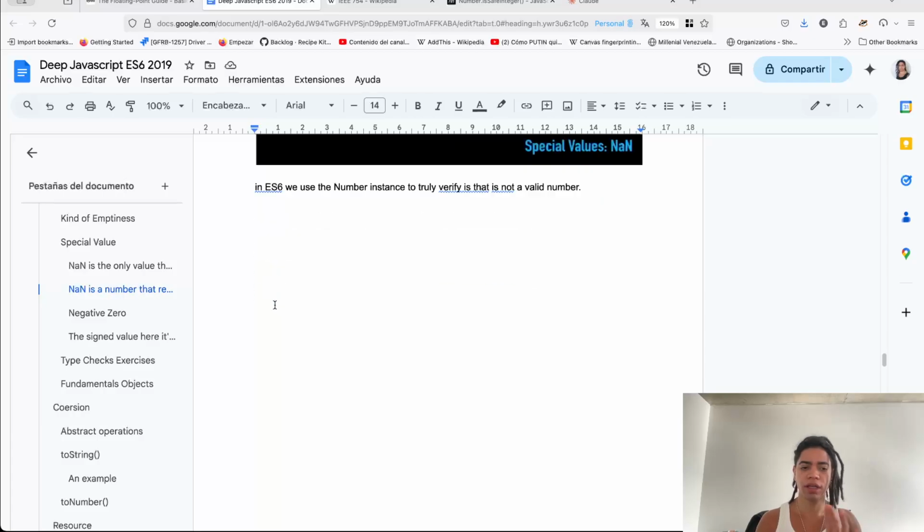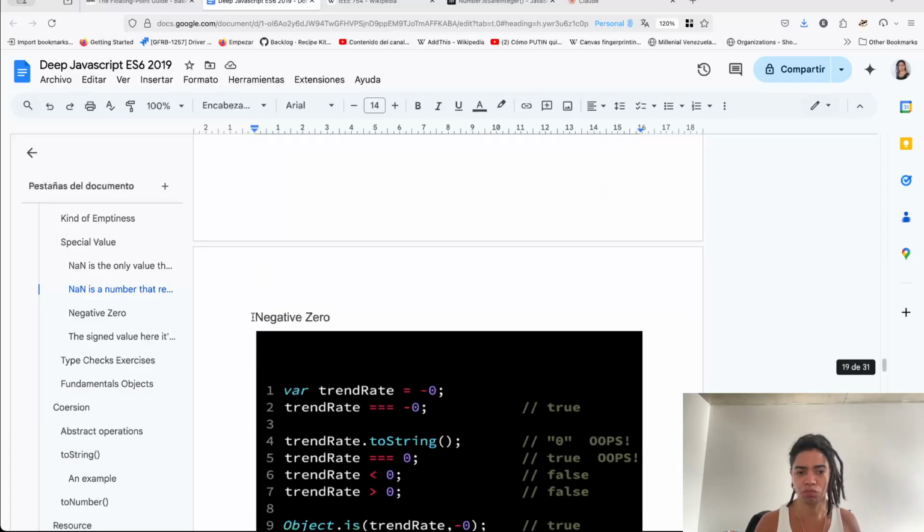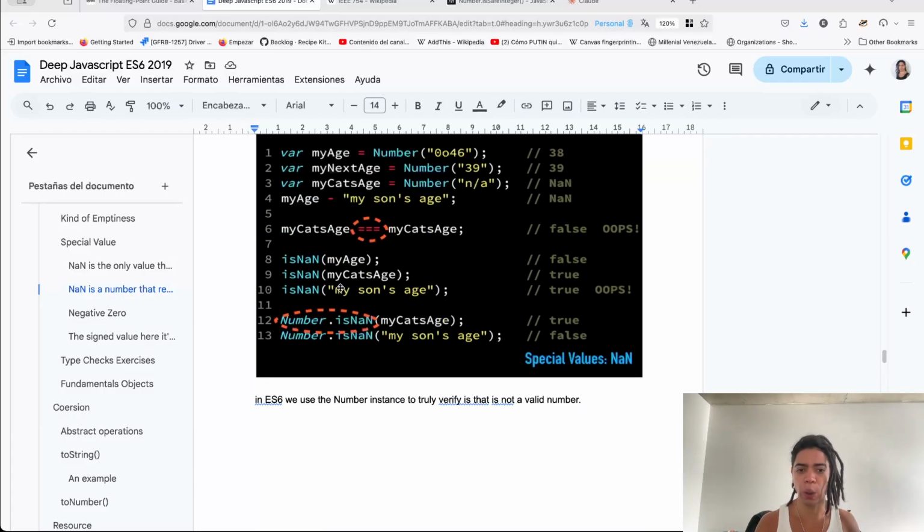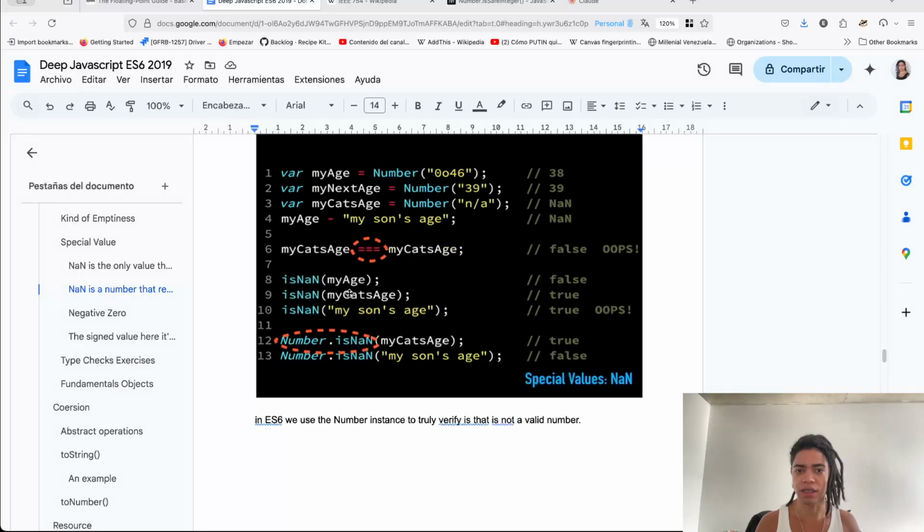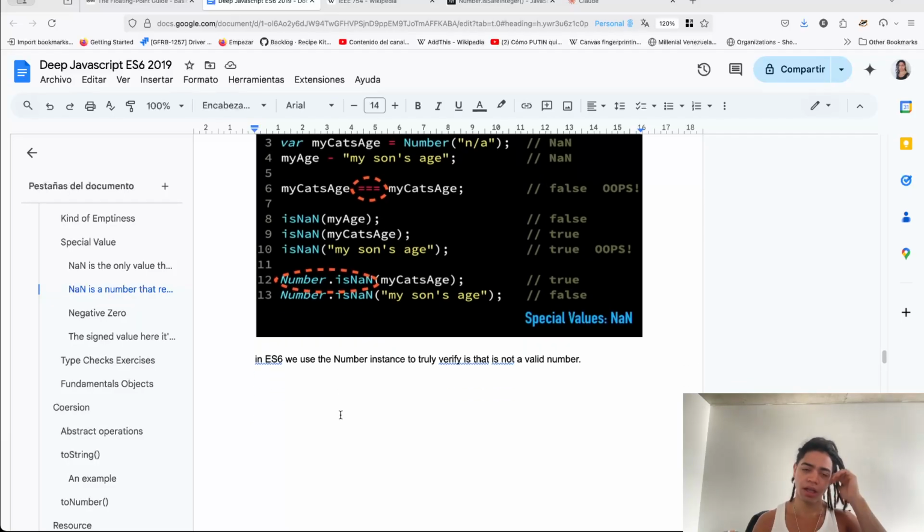So the TLDR of that is: use isNaN to check if they are different. That's the only way you can guarantee that, hey, this is NaN. If it gives you NaN, let's see if they're different types. If it is, then you can actually guarantee and verify that this is NaN.